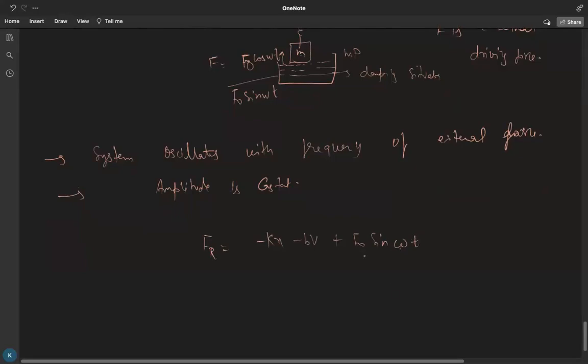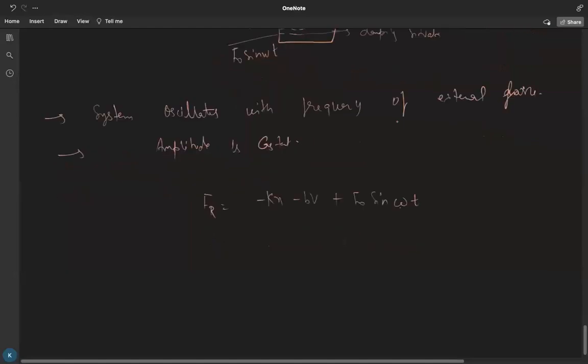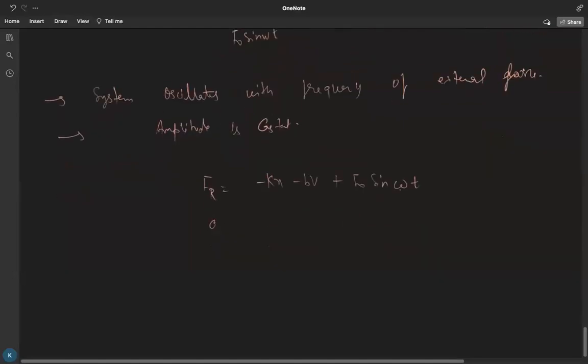This omega is actually the omega of the forced vibration, the external driving force. This angular frequency is the angular frequency of the external driving force, omega. So let me write it here as a function of acceleration. Acceleration is equal to minus k by m into x, minus b by m into v, plus F naught sine omega t by m.